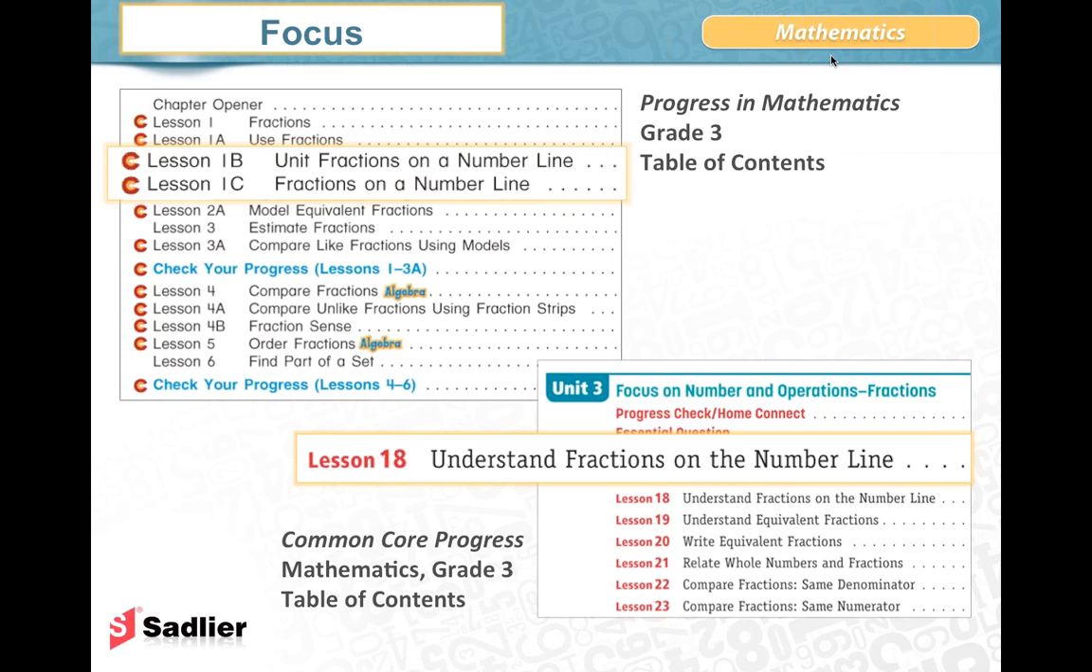So if I was to use Progress, the supplemental program, I would come over into the grade 3 table of contents and say I was working in a chapter on fractions, and I was working with fractions on a number line, and my students need additional support on fractions on a number line. I can come over into the Common Core Progress supplemental program and find where that standard is addressed, find lesson 18 where this standard is addressed, and then access all that instruction and practice on that one particular standard. So here's just an example of how you could use it. It's flexible use, how you could use it in conjunction with a core basal program.